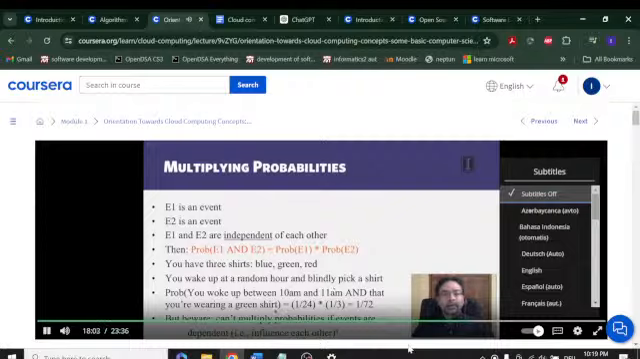The probability that you pick the green shirt is essentially 1 out of 3, because you have 3 shirts, and you want to pick the green one. You want to be lucky to pick the green one, so that's 1 over 3. And so the probability that both these events are true, that you woke up between 10 and 11 and that you wore the green shirt, is the multiplication of the probabilities of those events. So it's 1 over 24 times 1 over 3, and that gives you 1 over 72.